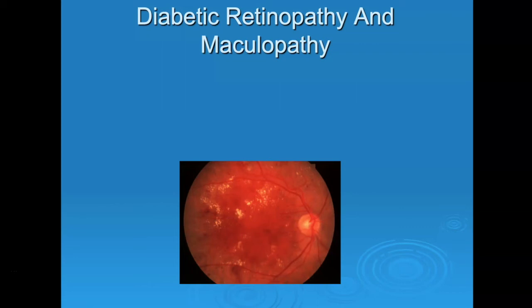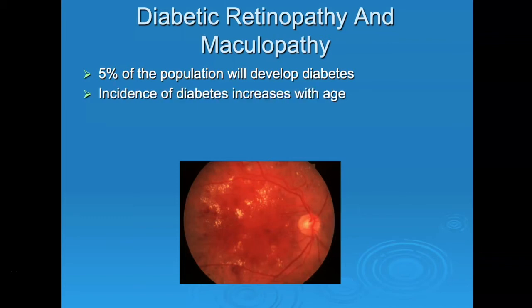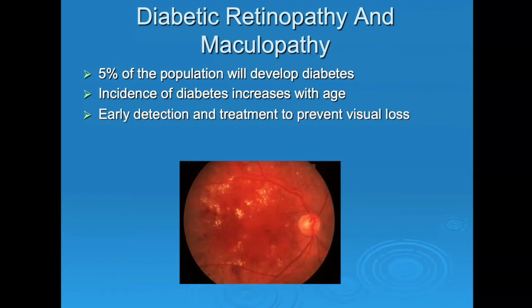Next, we're going to talk about one of the vascular causes of retinal diseases, namely diabetic retinopathy and its related condition of diabetic maculopathy. As we know, about 1 in 20 of the population will develop diabetes at some point in their lives, and the incidence of diabetes increases with age. So early detection and treatment is essential to prevent visual loss.